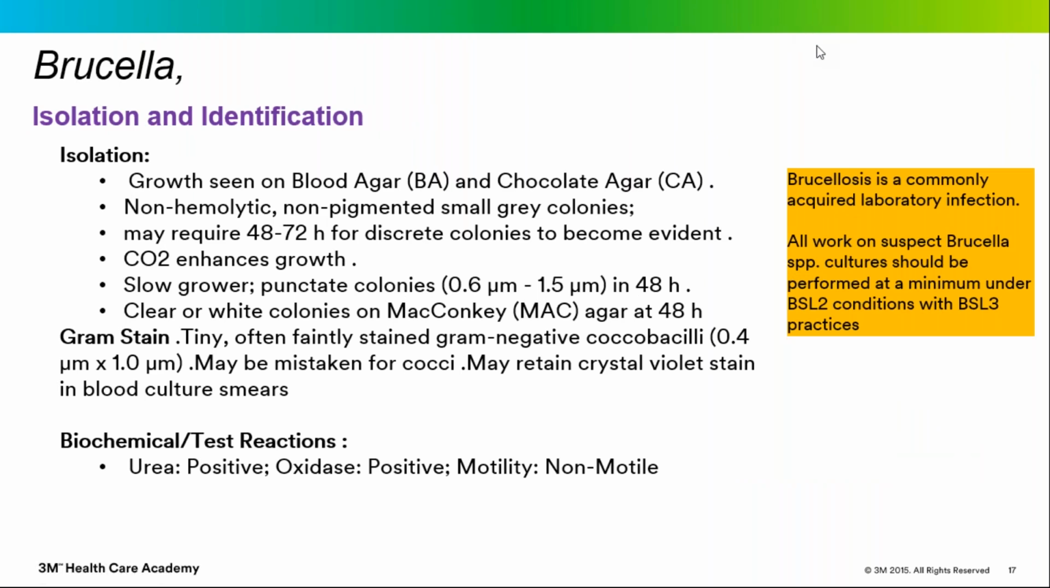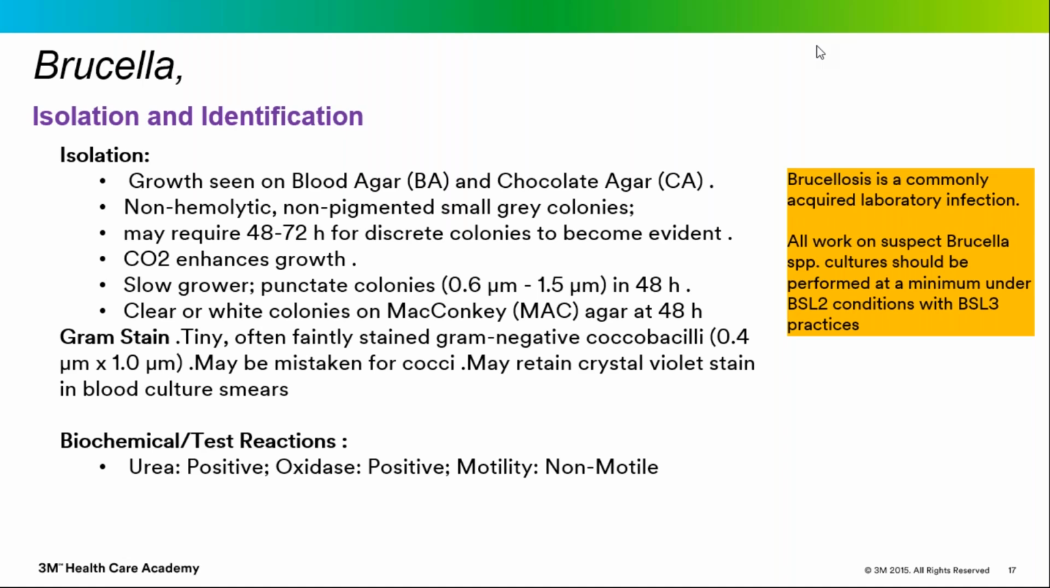Isolation. Growth is seen on blood agar and chocolate agar. They are non-hemolytic, non-pigmented, small grey colonies. They might require 48 to 72 hours for discrete colonies to become evident. Carbon dioxide availability enhances growth. They are slow growers with fine, punctate colonies at 48 hours. Clear or white colonies appear on MacConkey agar at 48 hours.